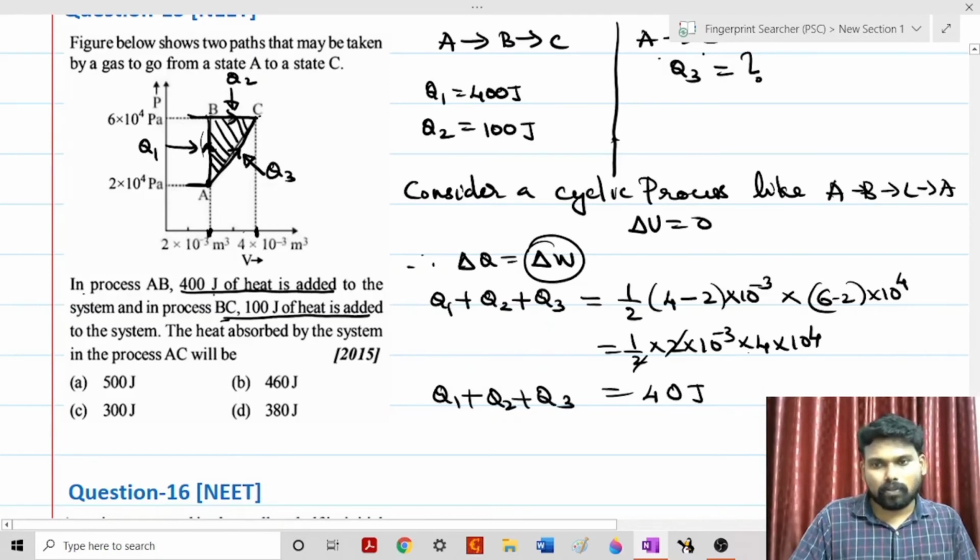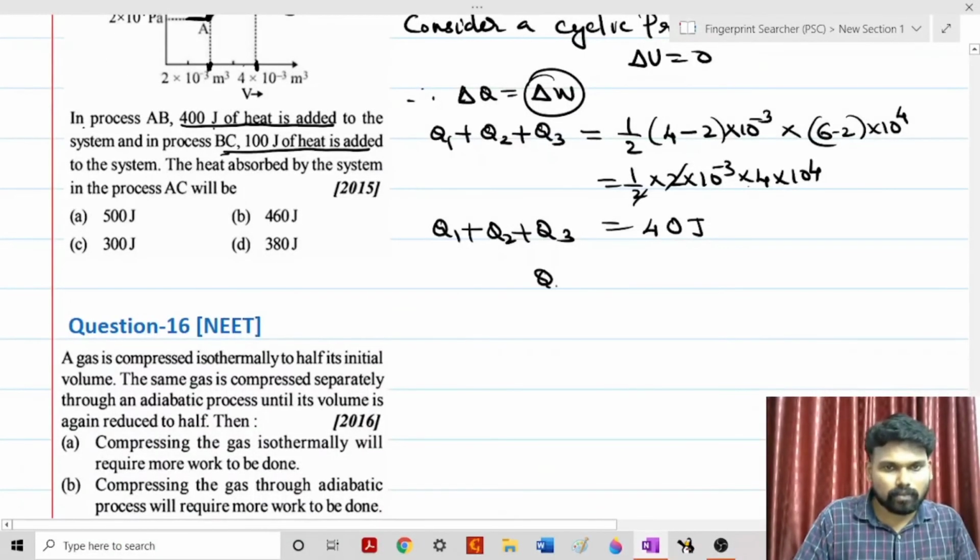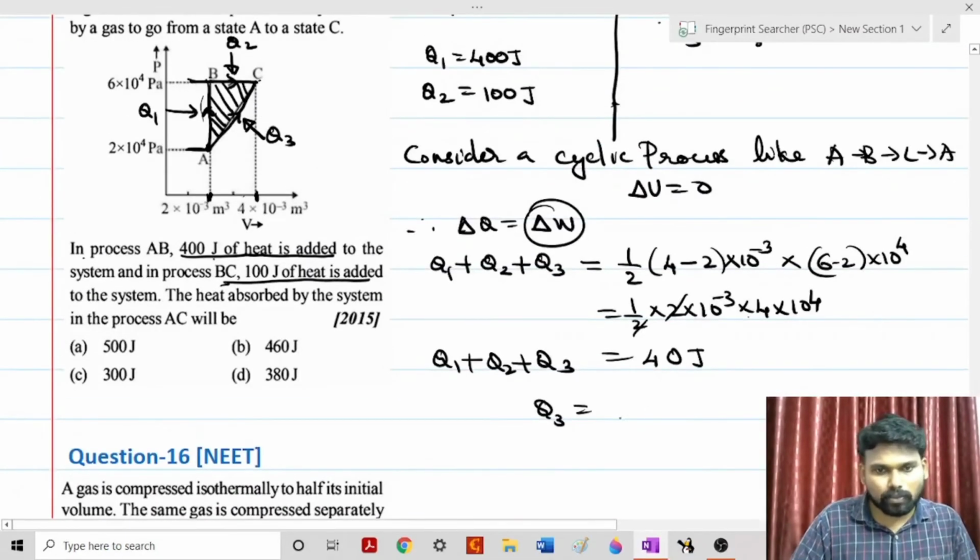Okay. Now what is Q3? Q3 will be this 40 joule. Actually, you can substitute the values. Q1 is 400 joule, Q2 is 100 joule, and Q3, let it be like that, 40 joule. So Q3 is what?